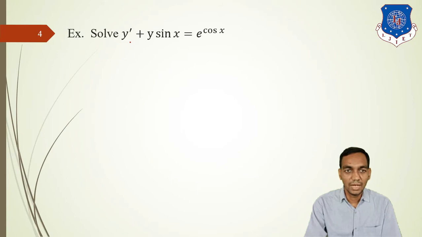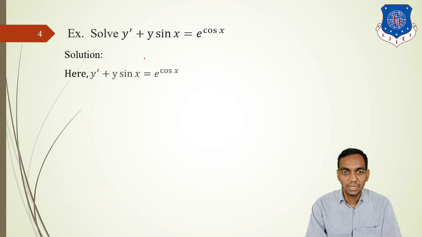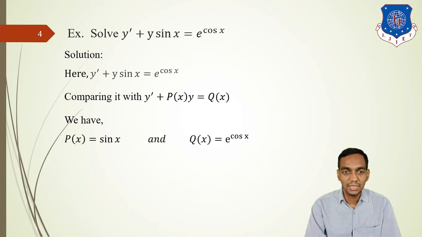Now, solve y dash plus y sin x is equal to e raised to cos x. Now, see, this is already in the form of linear. If you check, then dy by dx plus something into y is equal to something, and both somethings are functions of x. So, this is a linear differential equation, and if you compare it with the standard equation, then you will have P(x) is equal to sin x and Q(x) is equal to e raised to cos x.